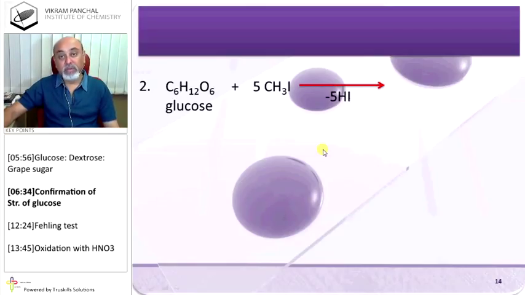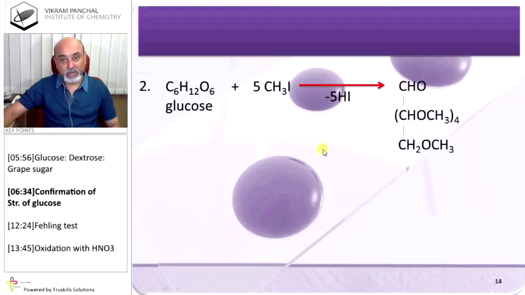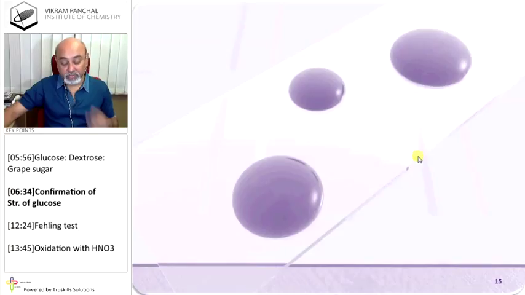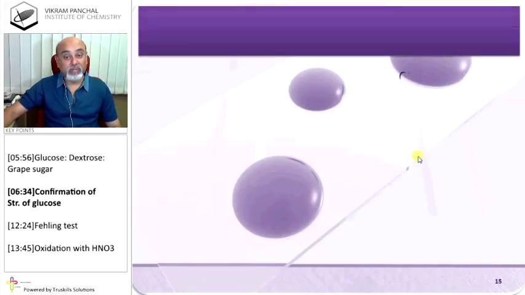Here, glucose reacts with 5 molecules of methyl iodide, so it removes 5 H from glucose and they produce pentamethyl ether derivative of glucose. This suggests that there are 5 OH groups in glucose. Well, on further hydrolysis, this compound will be hydrolyzed and it will produce a tetramethyl derivative of glucose.